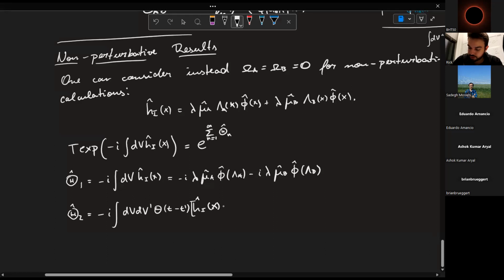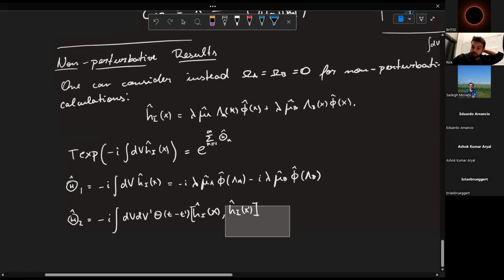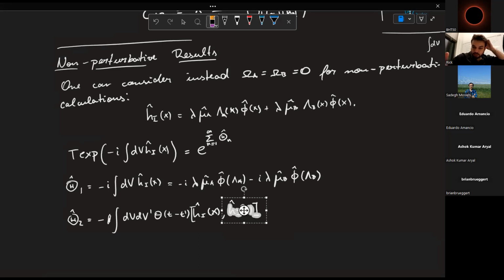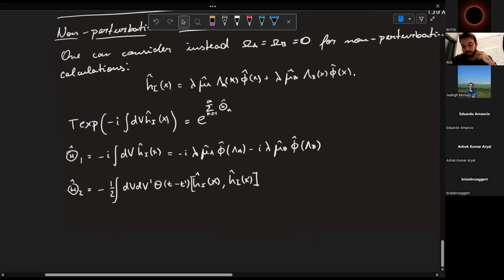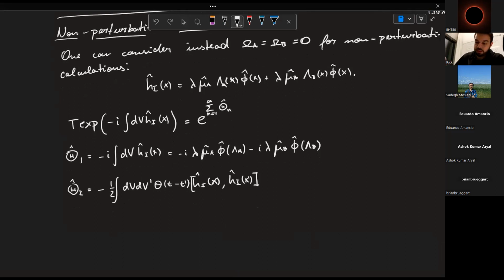H_I of x, H_I of x prime. And then the next thetas that we would have to compute, sorry, this is not minus i, that was my mistake. This should be minus 1/2. And then the next terms are all going to depend on triple commutators of the fields, right? Triple commutators.